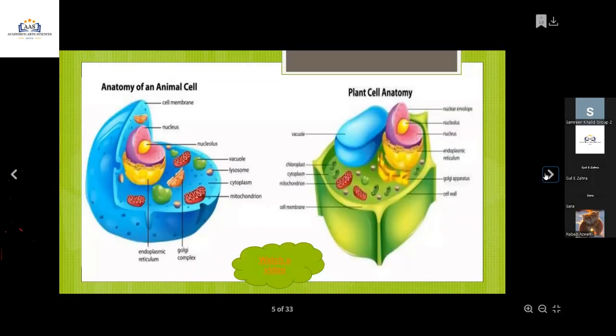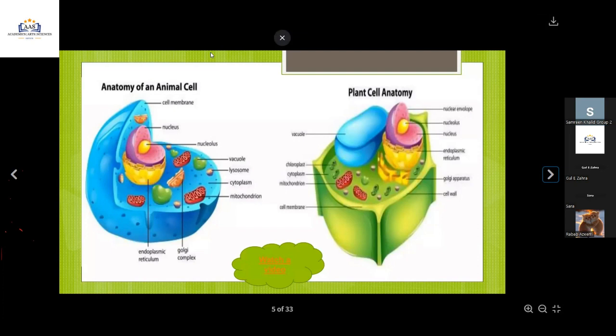They have to prepare their own food by the process of photosynthesis. So the cell of a plant is made according to that function, right? So in the screen, you can see that there are two cells. You can see the anatomy. Anatomy means the structure of the animal cell and the plant cell.